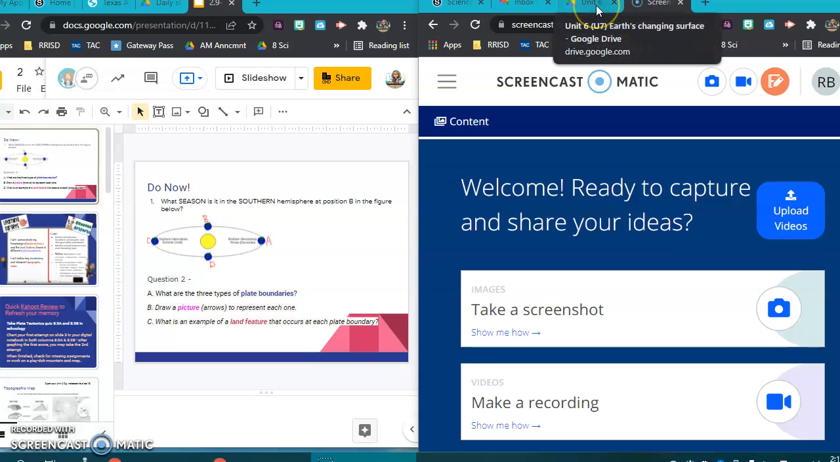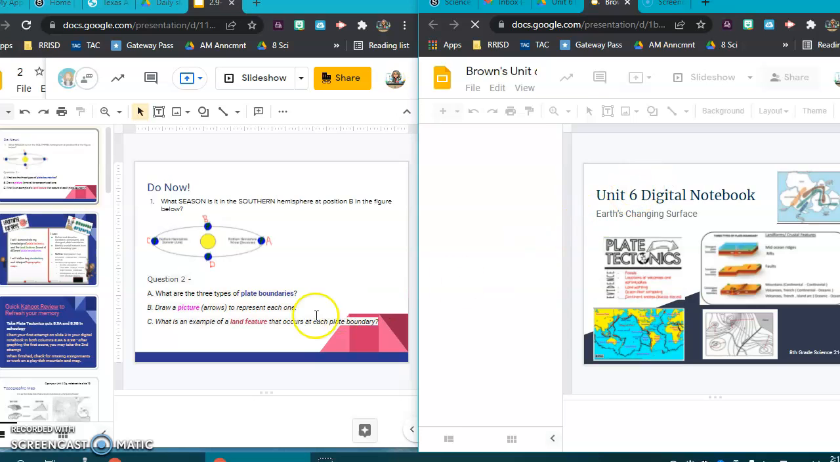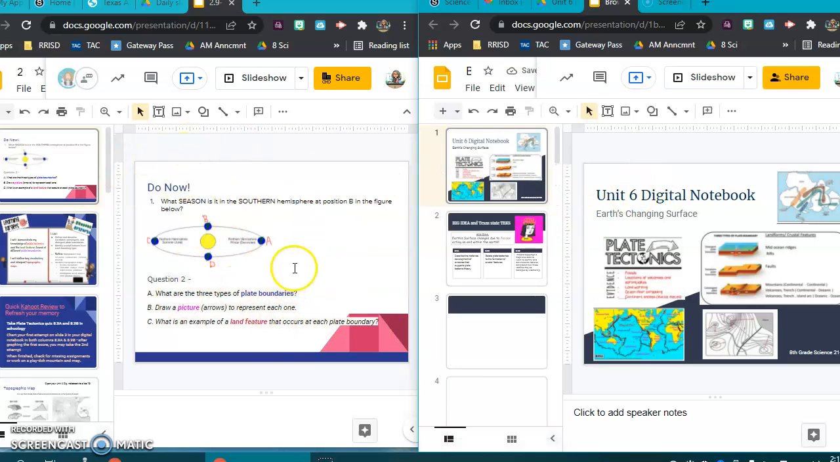What I did here is you're actually seeing a split screen. On the left side, you are seeing our slides and you're seeing your digital notebook. And I'm doing that for a reason today.